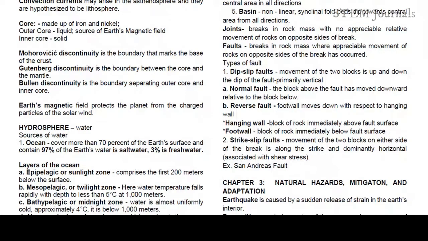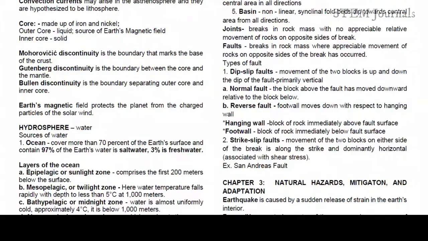We have two types of faults. First, the dip-slip faults. It is the movement of two blocks, an up and down motion along the dip of the fault, primarily vertical. We have two categories: the normal fault and the reverse fault. With the normal fault, the block above the fault has moved downward relative to the block below. Once the movement of the fault happens, we create a normal motion in which the movement of a layer of rock materials is downward because of gravity itself.